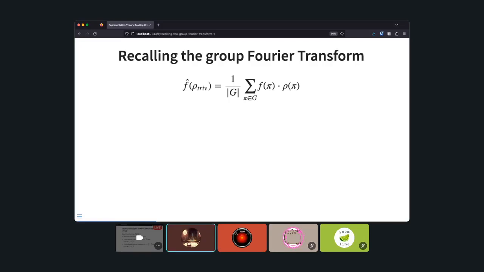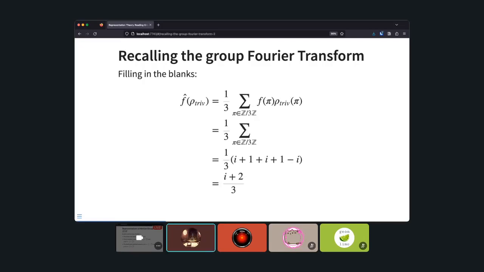The steps are always kind of the same, whether you're doing this for an abelian group or a non-abelian group. The Fourier transform at the trivial representation is always just the average. Rho triv of pi always goes to 1, so you're just taking the mean of the function over the entire group. This is important because when you take the reverse, you realize that the function on all of the other irreps is in relation to a zero mean function.